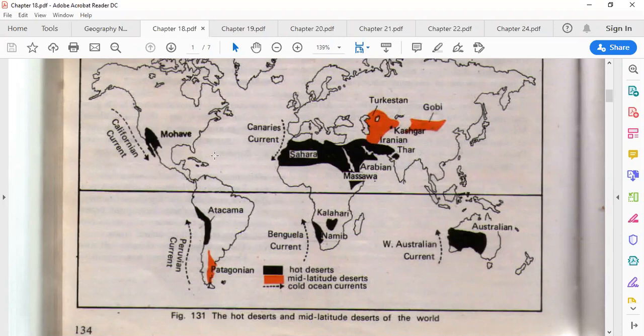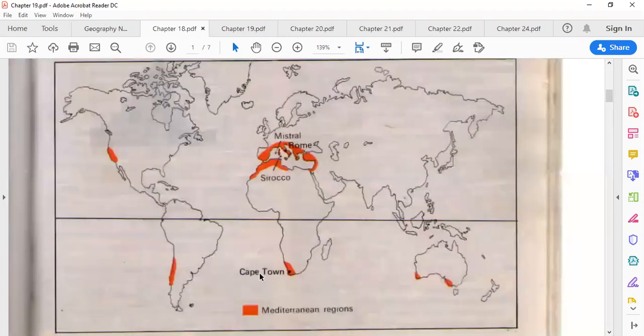So again, Californian, Mojave, Atacama, Peruvian, Namib, Venezuela, Sahara, Canaries Current, Western Australia Current, Australia, and here also Iranian, Kashgar, Turkestan, Gobi Desert, all these are there. Great, great that you know it. Now let's close it. Now let's move forward.